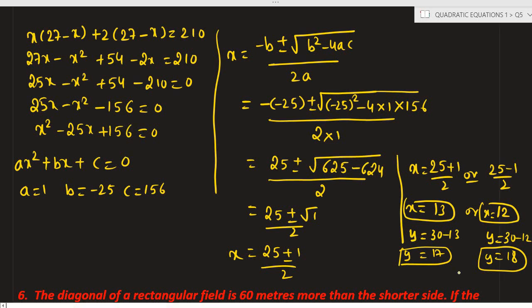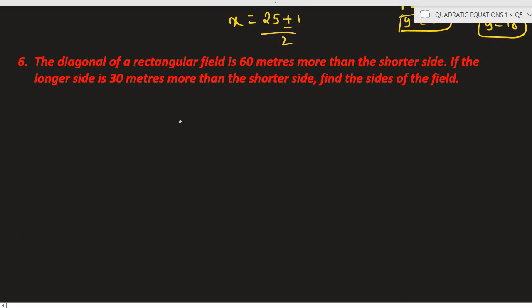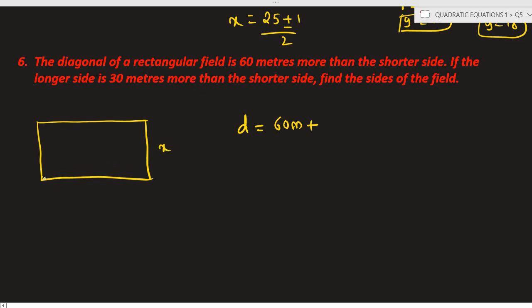The next problem: the diagonal of a rectangular field is 60 meters more than the shorter side. What has he given? He has given a rectangular field. The diagonal of the rectangular field is 60 meters more than the shorter side. This is the shorter side, let us call it X, and this is the diagonal.